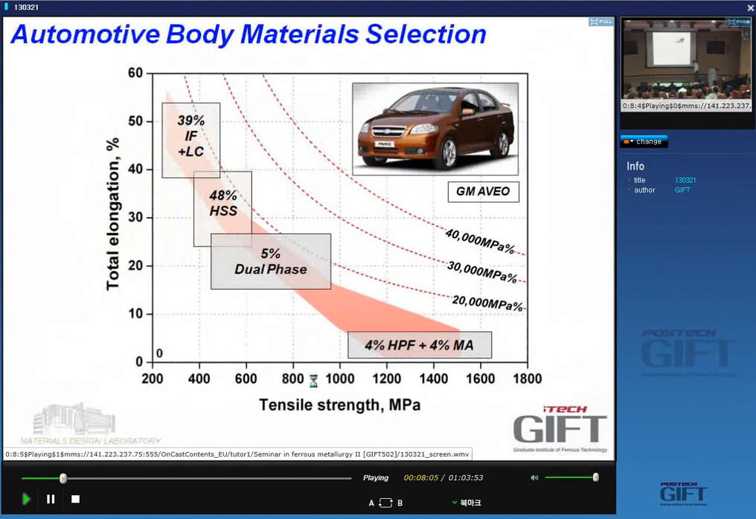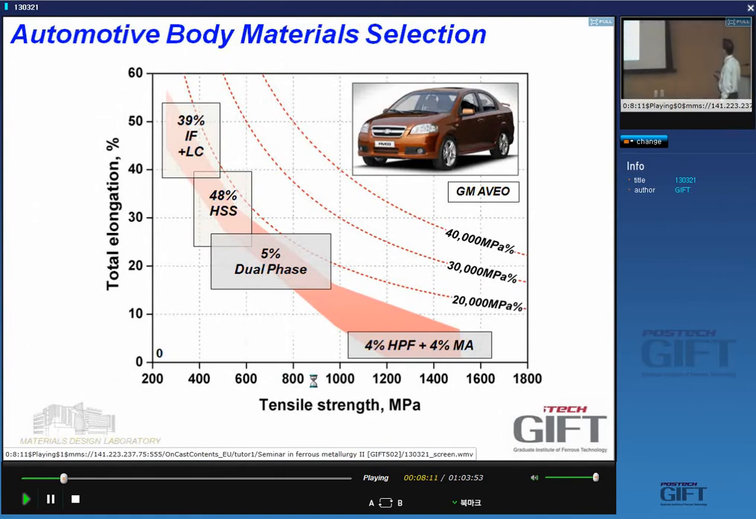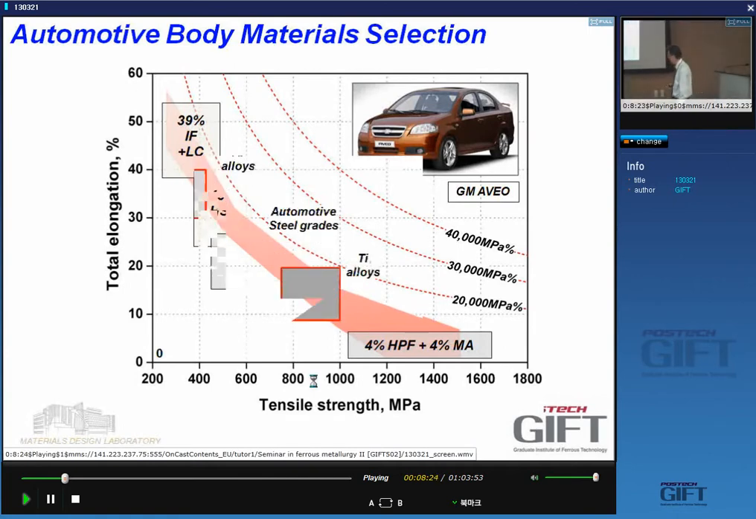So let's just look at how cars are made today, particularly bodies of cars. This is the GM Aveo. It's a car that's made in South Korea today. These are the kinds of steels we use: IF steels, high strength steel, dual phase steels, and even martensitic grades.